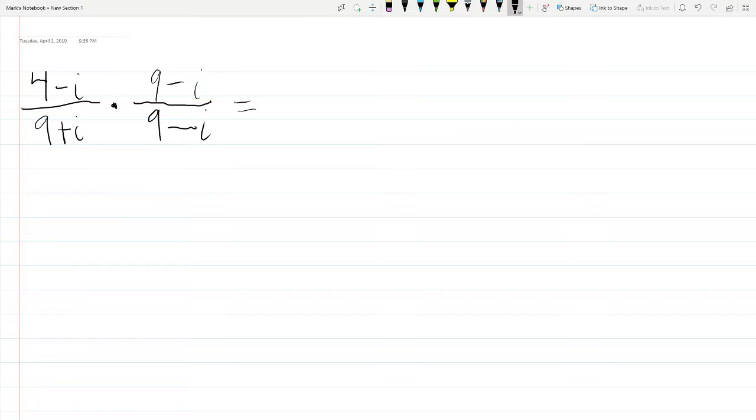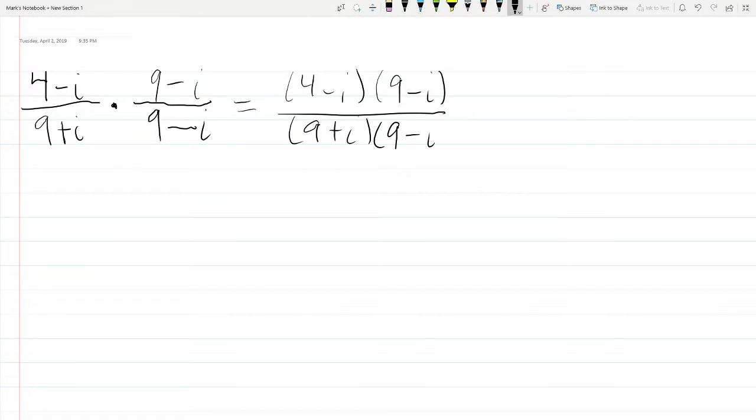So if we multiply on the top, 4 minus i times 9 minus i, and on the bottom 9 plus i and 9 minus i. Okay, so now it's just a matter of foiling out the top and the bottom and simplifying, and we'll have our answer. So on the top, 4 times 9 is 36.